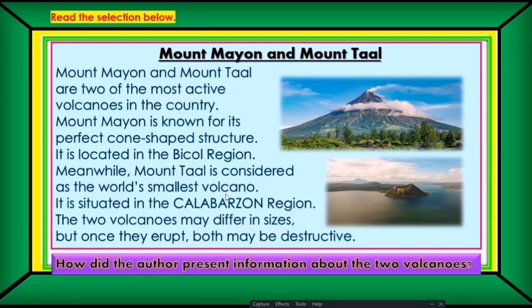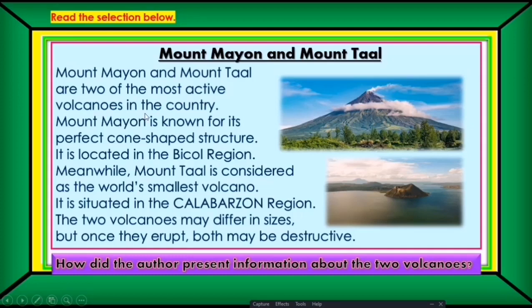At ito naman ang Mount Mayon, siya ay mayroong perfect cone-shaped structure. Na makikita nyo naman kung paano para siyang hugis, like ice cream cone, di ba? Perfect shape talaga siya. Perfect cone-shaped structure. So, doon pa lang sa shape at saka sizes, may pagkakaiba na. Pero ang similarities naman dyan, sila ay both destructive. Parehong pumuputok yan. They are the most active volcanoes in the country.